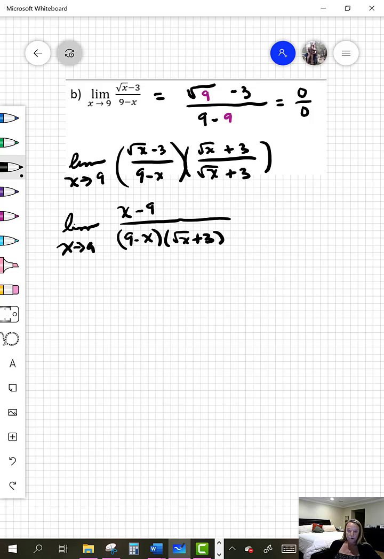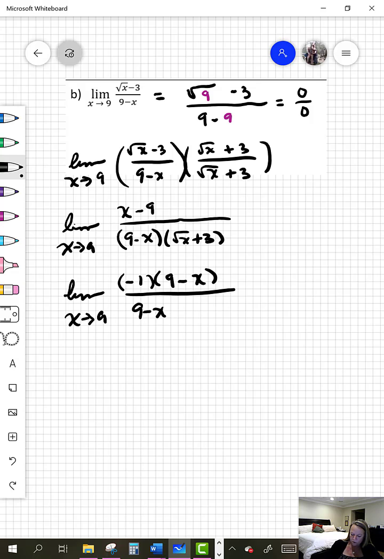But notice that the numerator, x minus 9, is almost identical to the 9 minus x in the denominator. So we can factor out a -1 to make it identical. Let's rewrite this. This is the limit as x is approaching 9, and we're going to pull out a -1. This is the same thing as -x plus 9, or 9 minus x, all over 9 minus x, that quantity times the square root of x plus 3. So now we can cancel these like factors.